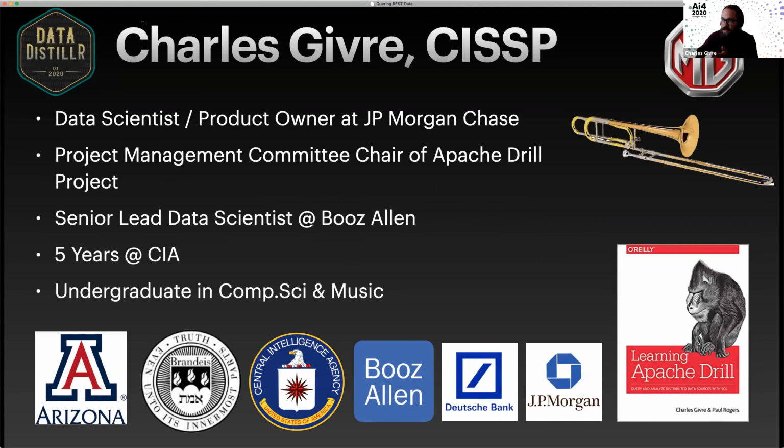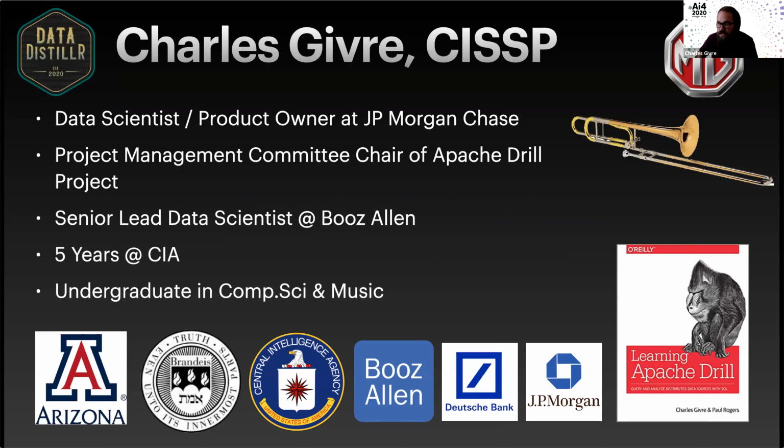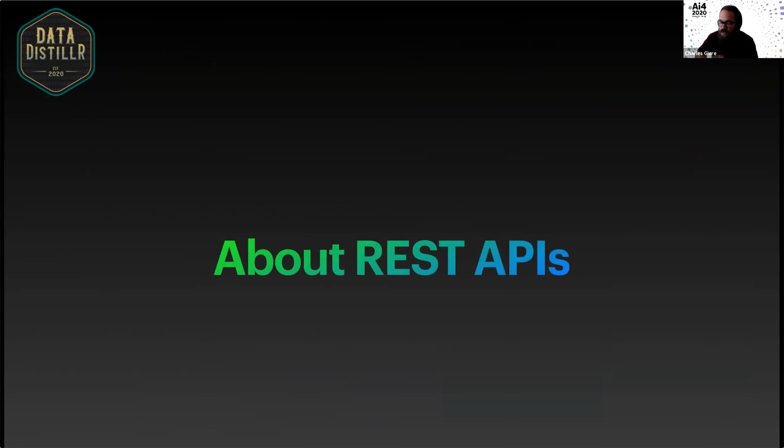Just a bit about me. I'm a data scientist and product owner at JPMorgan Chase. I'm the project management committee chair for the Apache Drill project. I co-authored an O'Reilly book with Paul Rogers on Apache Drill. Prior to that, I was at Booz Allen for 7 years, and before that, I worked at the CIA. My background's in computer science and music, and there's a list of places I've somewhat been affiliated with. In my spare time, I play trombone and I'm fixing up an old British car. So, okay, with that, let's get into it.